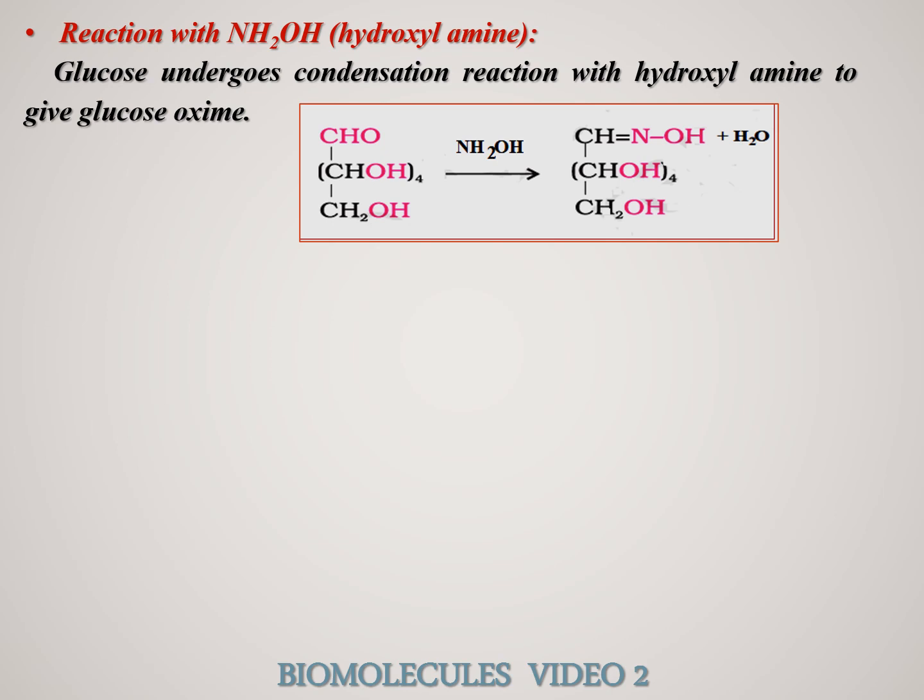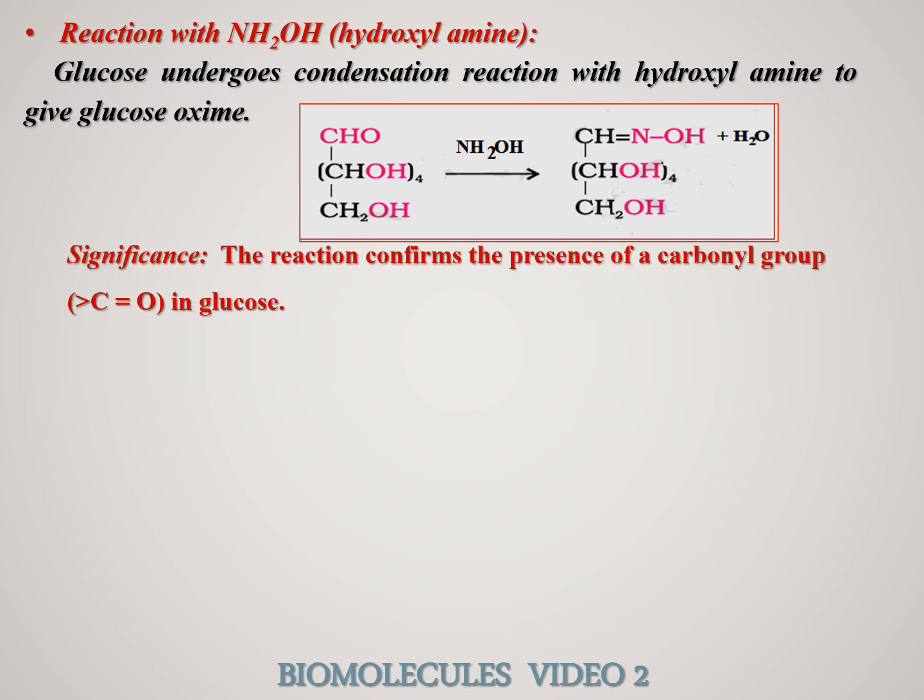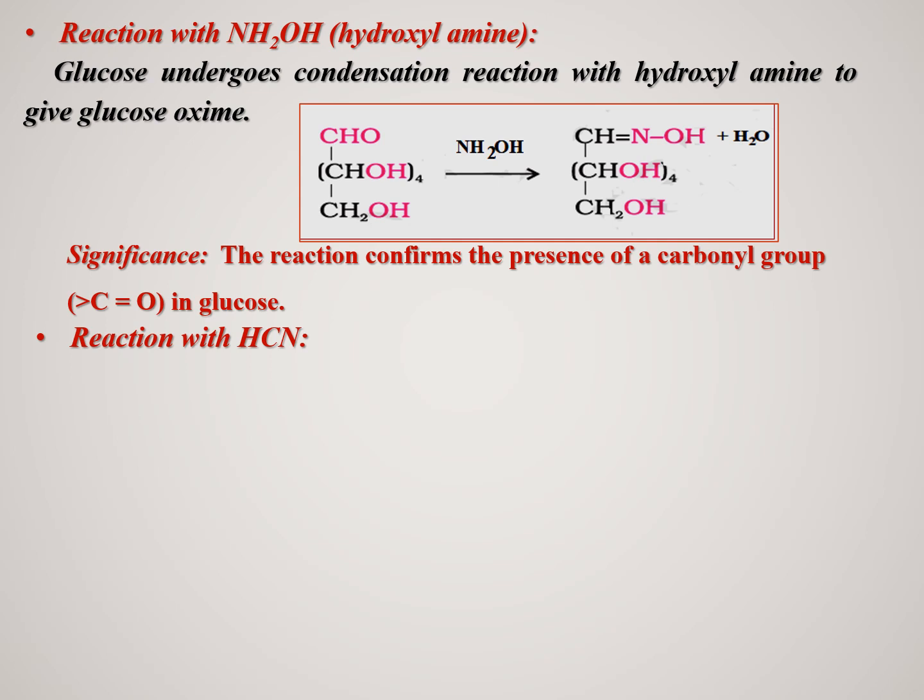So what does this signify? This signifies that there is a carbonyl group in glucose. So let us try one more reaction. That is the reaction with hydrogen cyanide. Hydrogen cyanide undergoes addition reactions with all carbonyl groups, that is, all aldehydes and ketones. So here also it reacts with glucose. Let's check that reaction out.